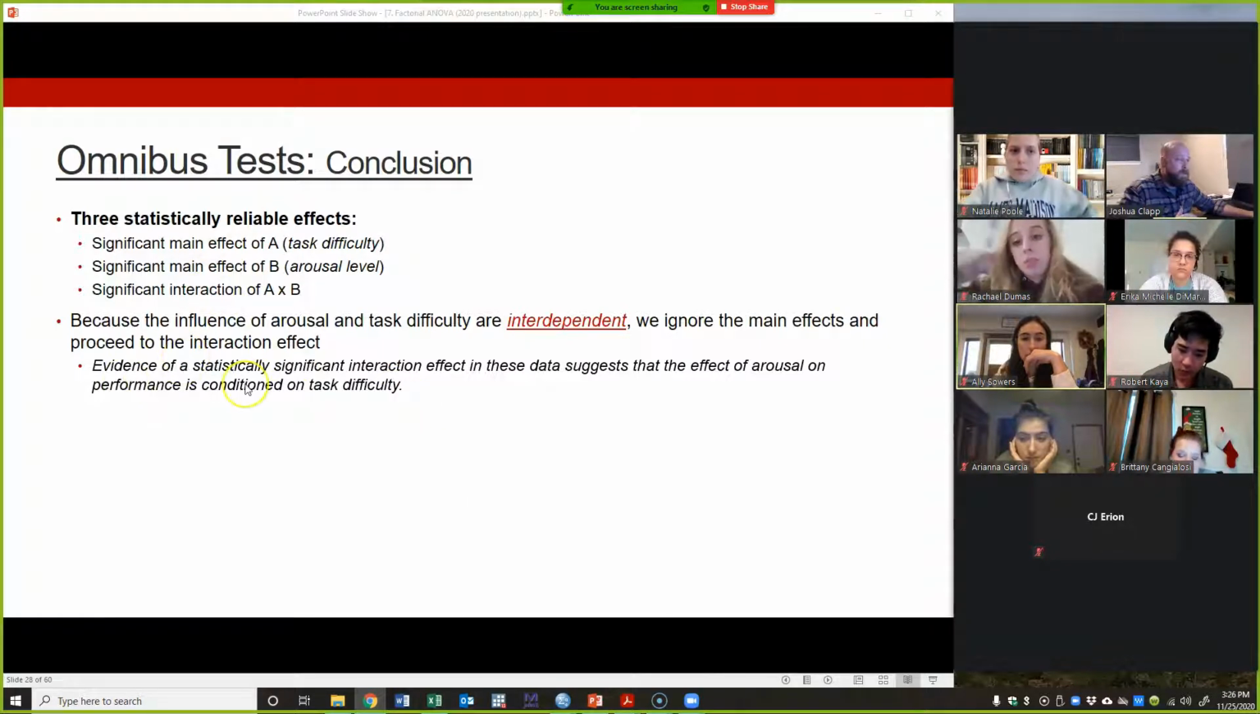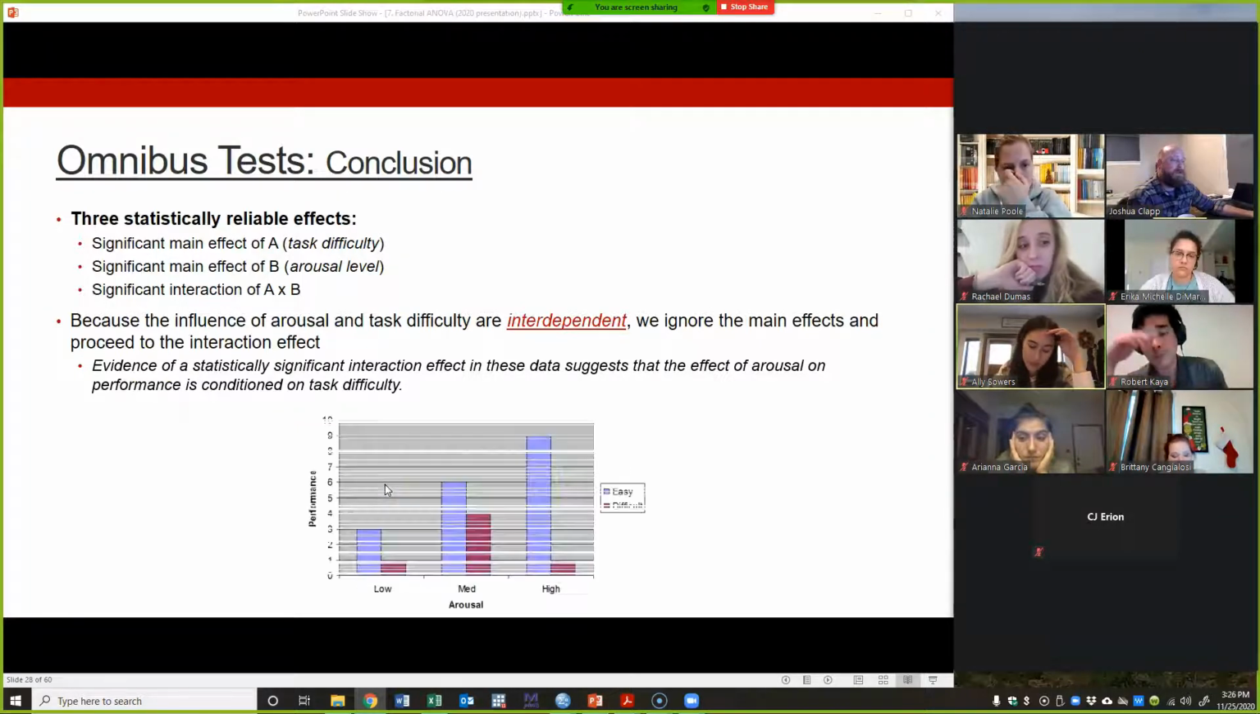And so if I was going through and just doing a very quick interpretation of this, I would say evidence of my interaction in these data suggests that effective arousal on performance is conditioned on test difficulty. Okay, and again, conditioned just means dependent.